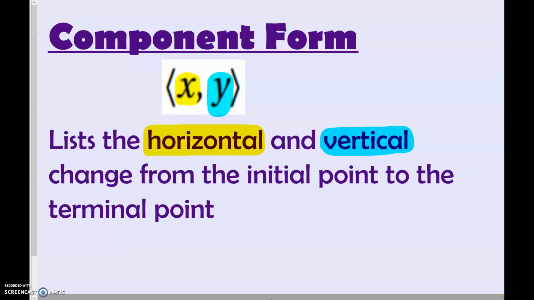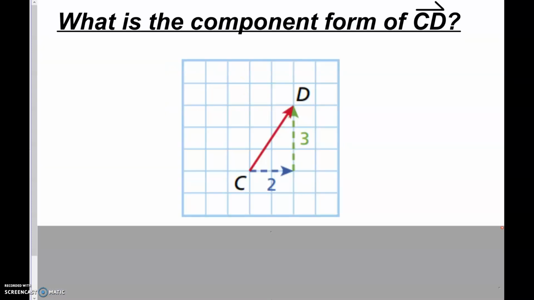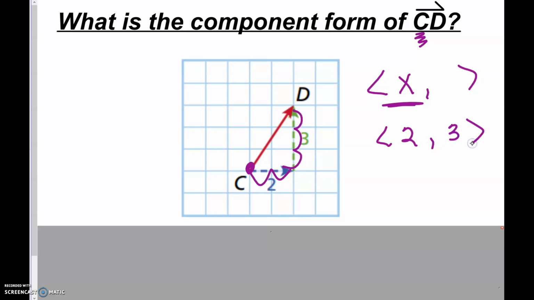All right, then we talked about component form, and it lists the horizontal and then the vertical direction. It's similar to an ordered pair, but instead of parentheses, it has those little bracket-looking things for component form. So what is the component form of CD? C is your initial point, so that's where you're starting. And remember, you have to go in the direction of X first. So we're going over 2, and then we're going to go up 3 to end at D. So the component form would be ⟨2, 3⟩.